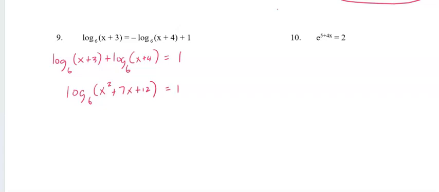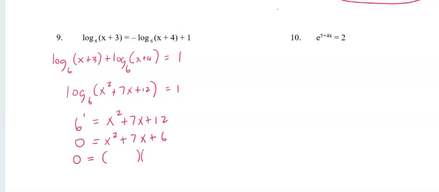And now that I've got single log equation form, I'm going to change this into exponential form. So the base of 6 raised to the power of 1 is going to equal x squared plus 7x plus 12. And we got another quadratic equation, so let's make it equal to 0 by subtracting 6 from both sides. And when I solve this using factoring, I got x plus 6 times x plus 1. So I got 2 possible answers.